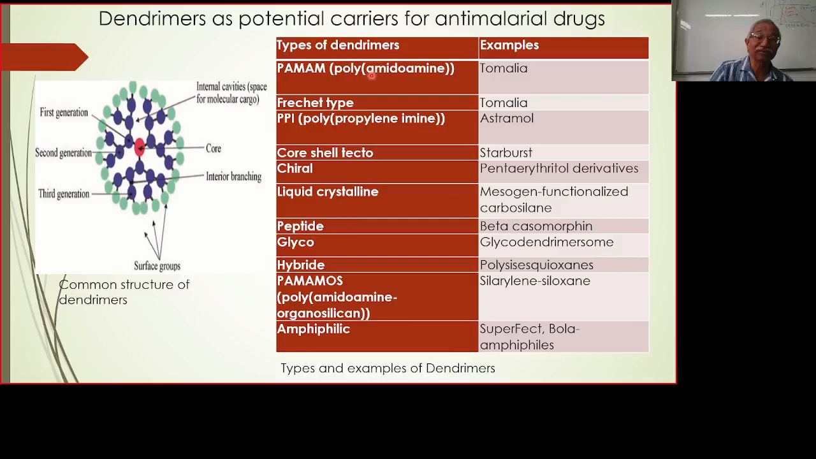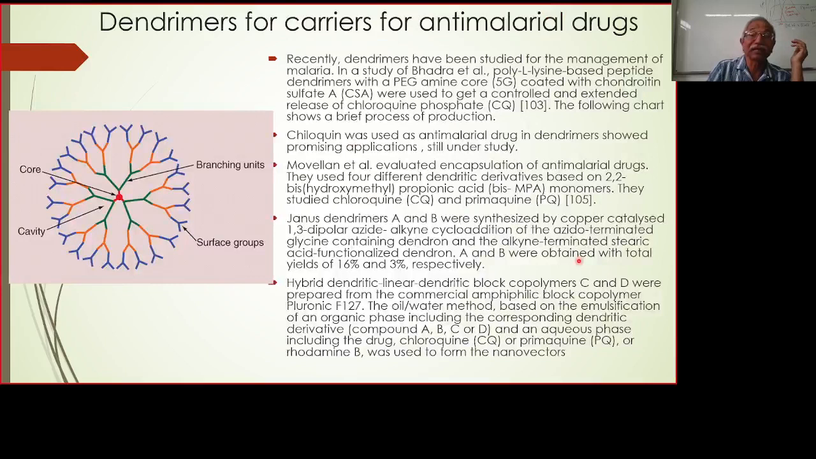You can buy them in the market also. Then you can use different ways to put them into the system and combine them with pentaerythritol derivatives or mesogen-functionalized carbosilane, beta cyclodextrin. So these are all different types of dendrimers available in the market, and you can utilize them for delivering the antimalarial drug. So this is how these dendrimers look.